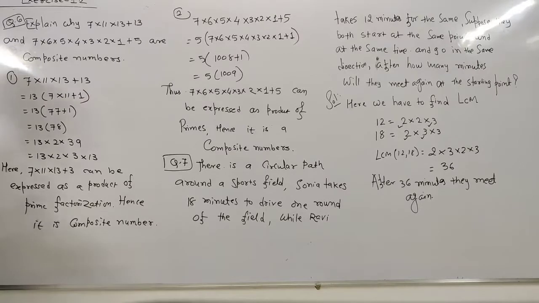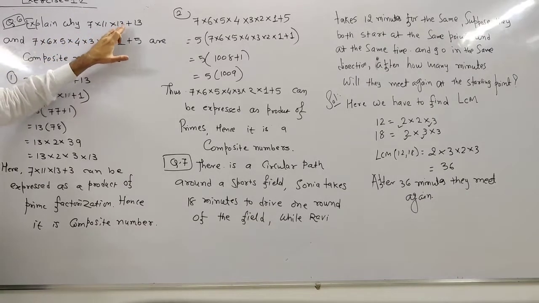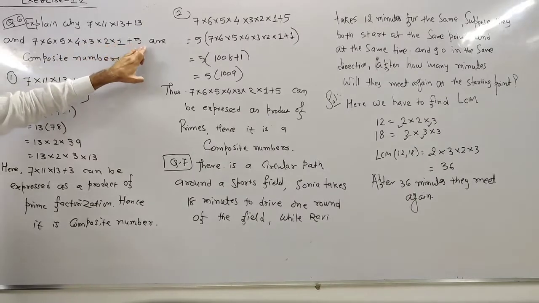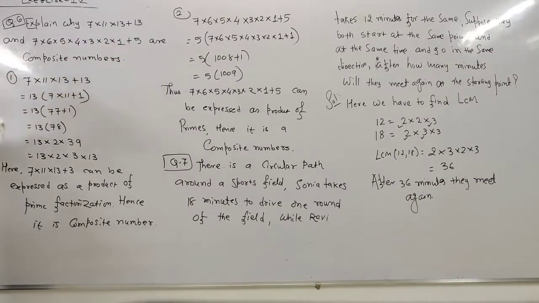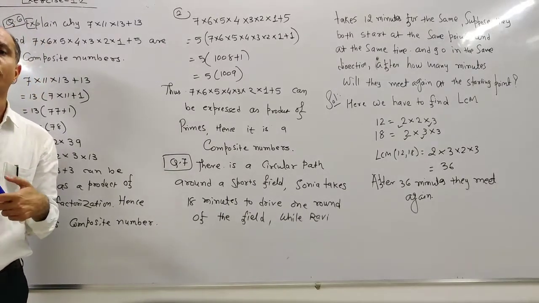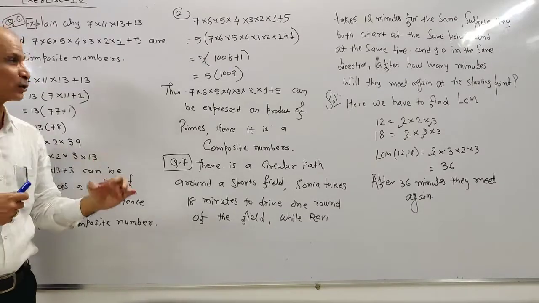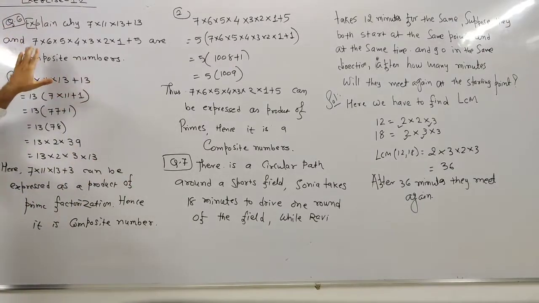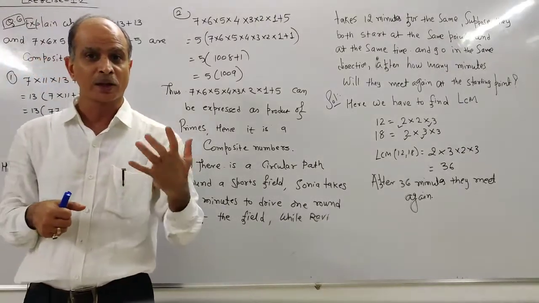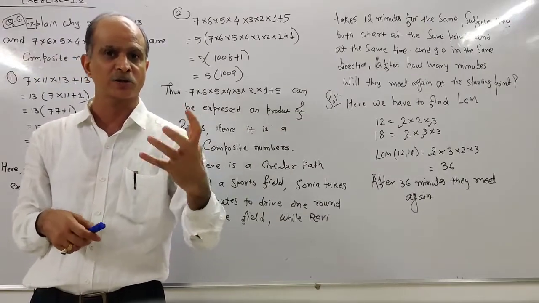Now let me start example number 6. Explain why 7 into 11 into 13 plus 13 and 7 into 6 into 5 into 4 into 3 into 2 into 1 plus 5 are composite numbers. If a number can be converted in the form of prime factorization, then it is known as a composite number. So first of all, you have to expand this, and then we have to check whether the given number is in the product of a prime factorization or not.